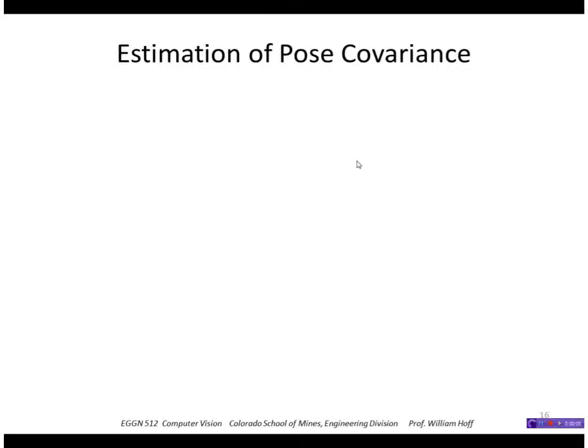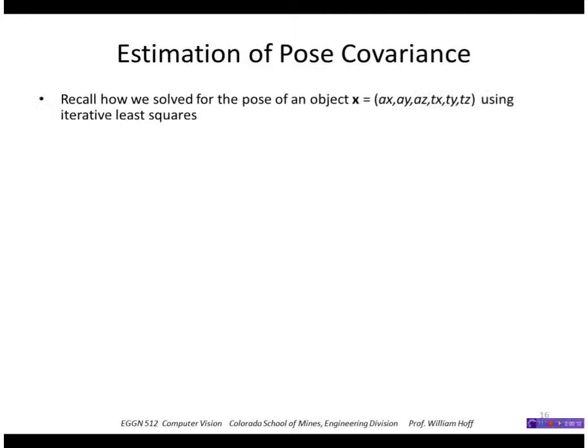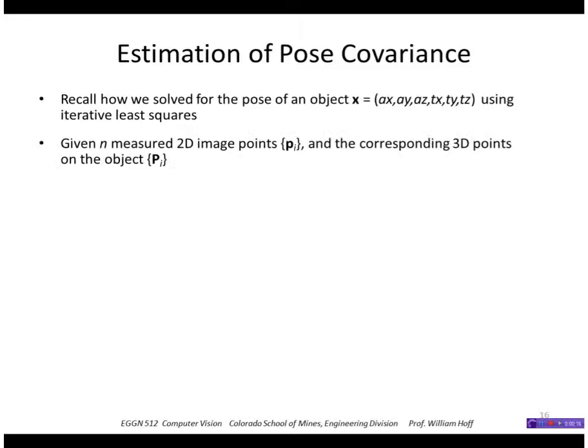So let's see how to apply this to estimate the covariance of a pose. First, let's review how we solve for the pose of an object using iterative least squares. What we did is we took a bunch of image points, little p, and their corresponding 3D points on the object, big P. So we knew the coordinates of those points in the object's coordinate system, and we wanted to solve for the camera to object pose given by x here.